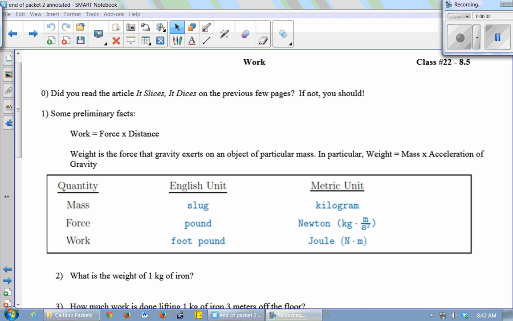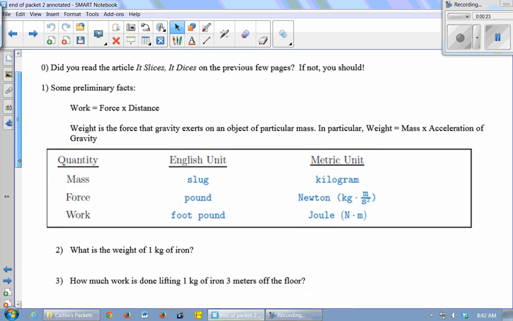Okay, so we're going to talk about work today. We have some preliminary physics-y things to talk about. Work is force times distance, and weight is the force that gravity exerts on an object of particular mass. So weight is generally equal to mass times the acceleration of gravity.